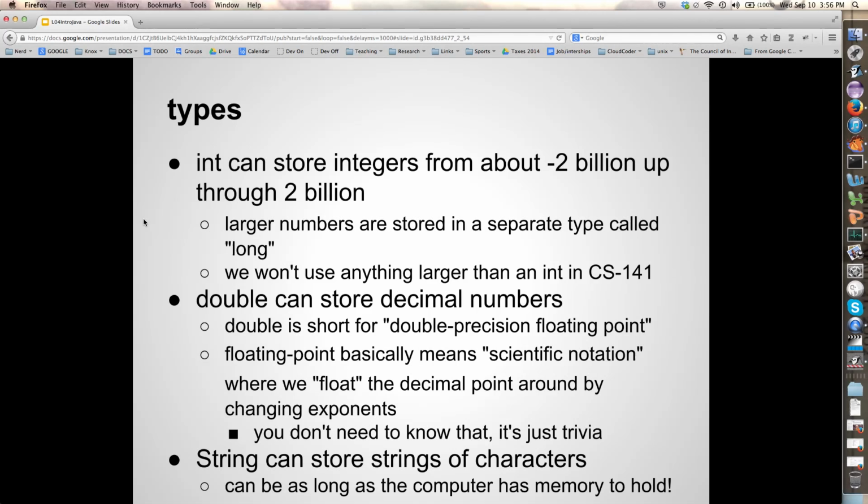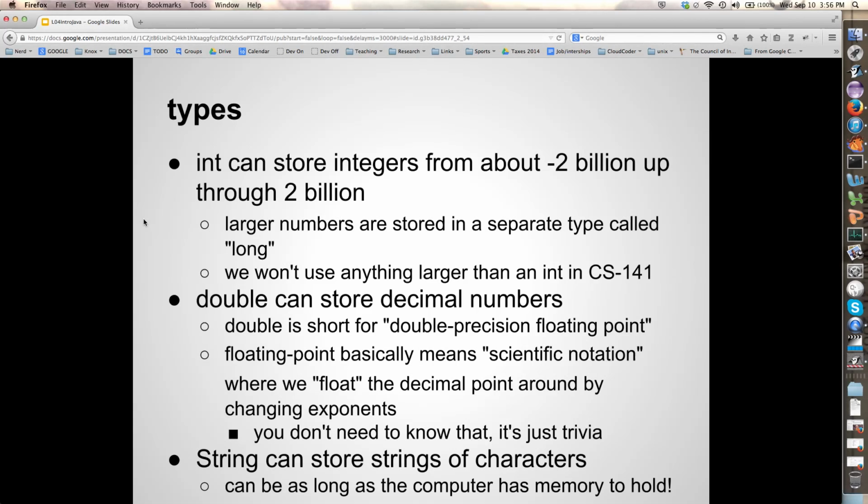And as you can probably guess, string can store a string of characters, a string literal. A question first-year students studying computer science often have is, how big can that string of characters be? And the answer really is as much memory as the computer has in it.